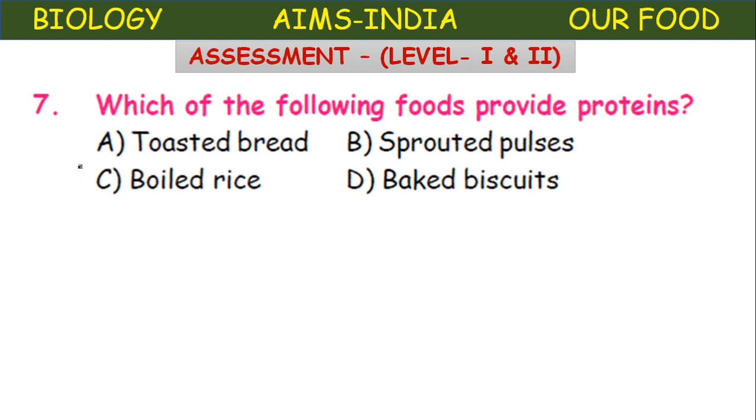Which of the following foods provide proteins? Toasted bread, sprouted pulses, boiled rice, baked biscuits. So it is the sprouted pulses which provide proteins, remaining all are rich in carbohydrates.